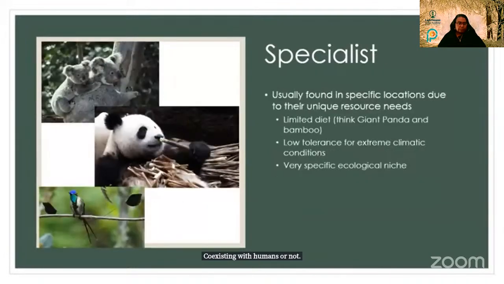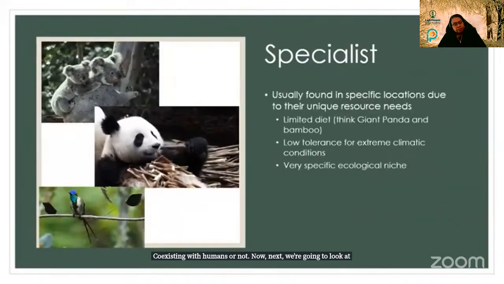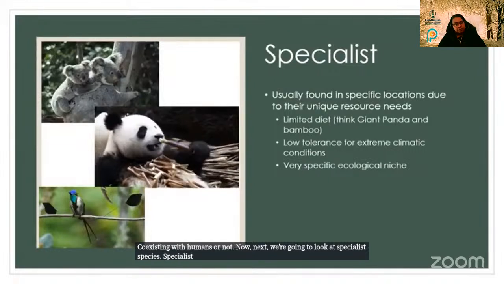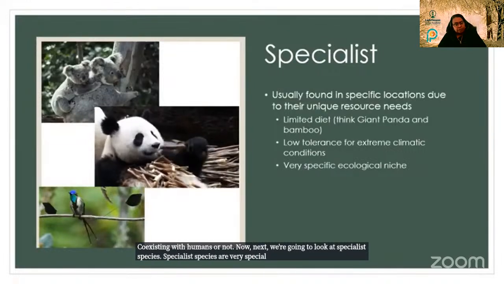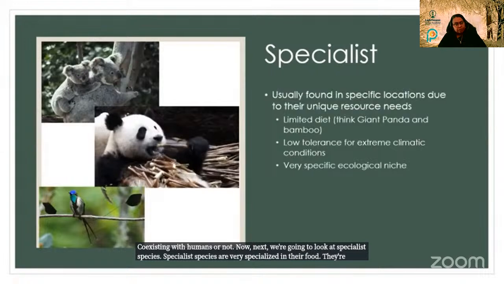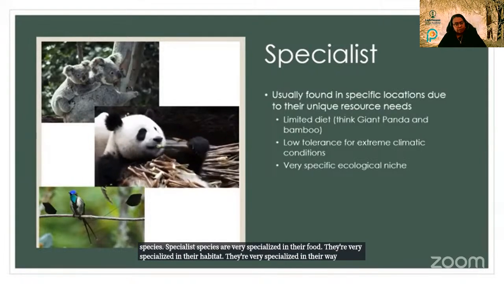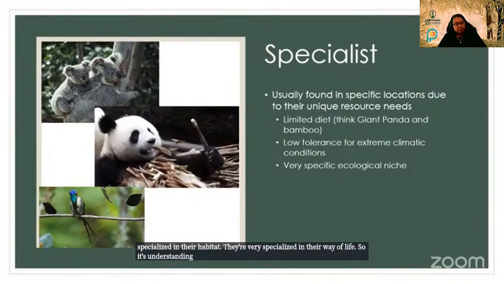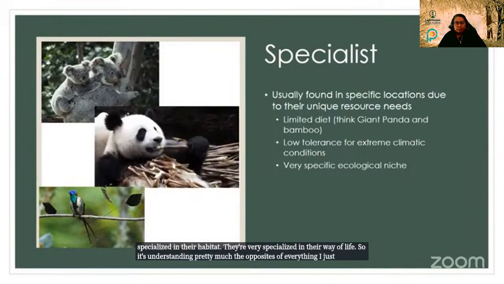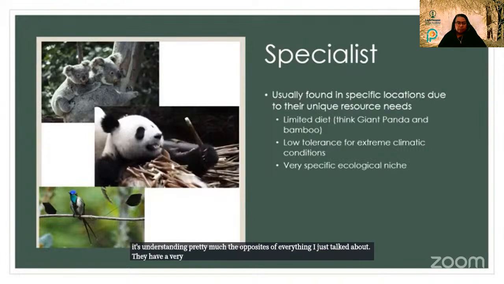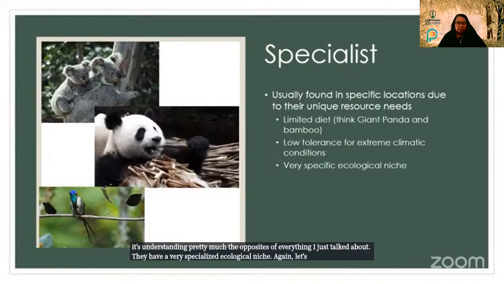Now, next we're going to look at specialist species. Specialist species are very specialized in their food. They're very specialized in their habitat. They're very specialized in their way of life. So it's really understanding pretty much the opposites of everything I just talked about. They have a very specialized ecological niche. Again, let's put some examples to it.